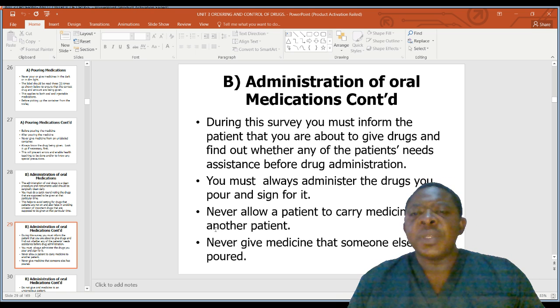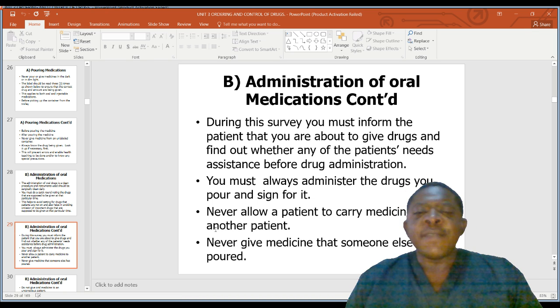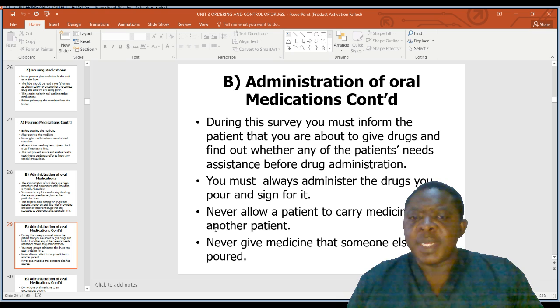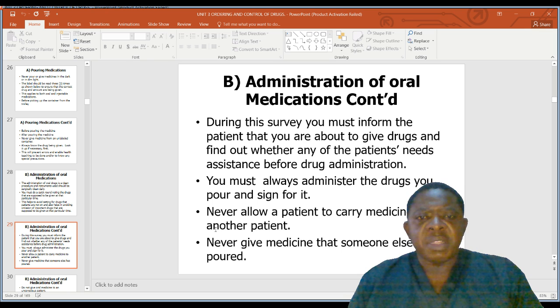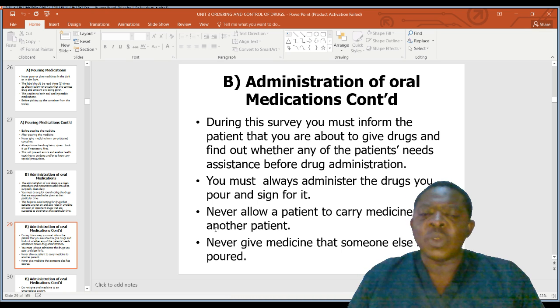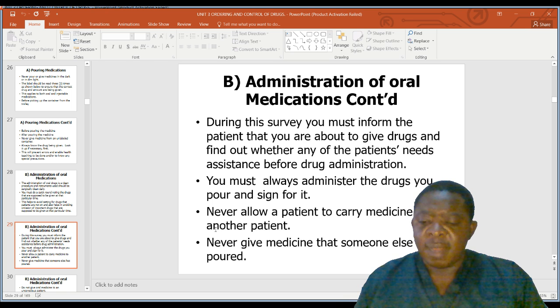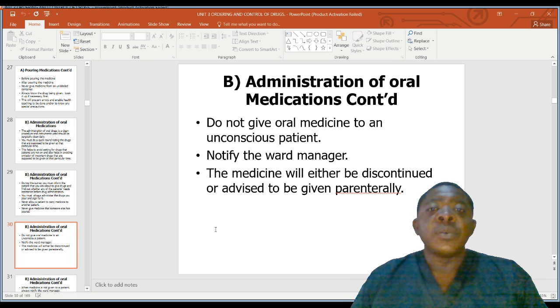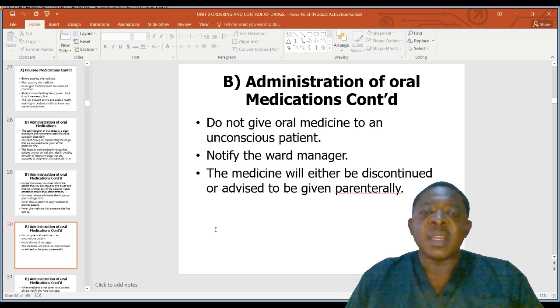You must always administer the drugs you pour and sign for them. Never allow a patient to carry medicine to another patient. They might start sharing these drugs and you would find that the patient is not recovering because maybe the patient was not taking the drug. Never give medicine that someone else has poured. Do not give oral medicine to an unconscious patient because they cannot swallow.